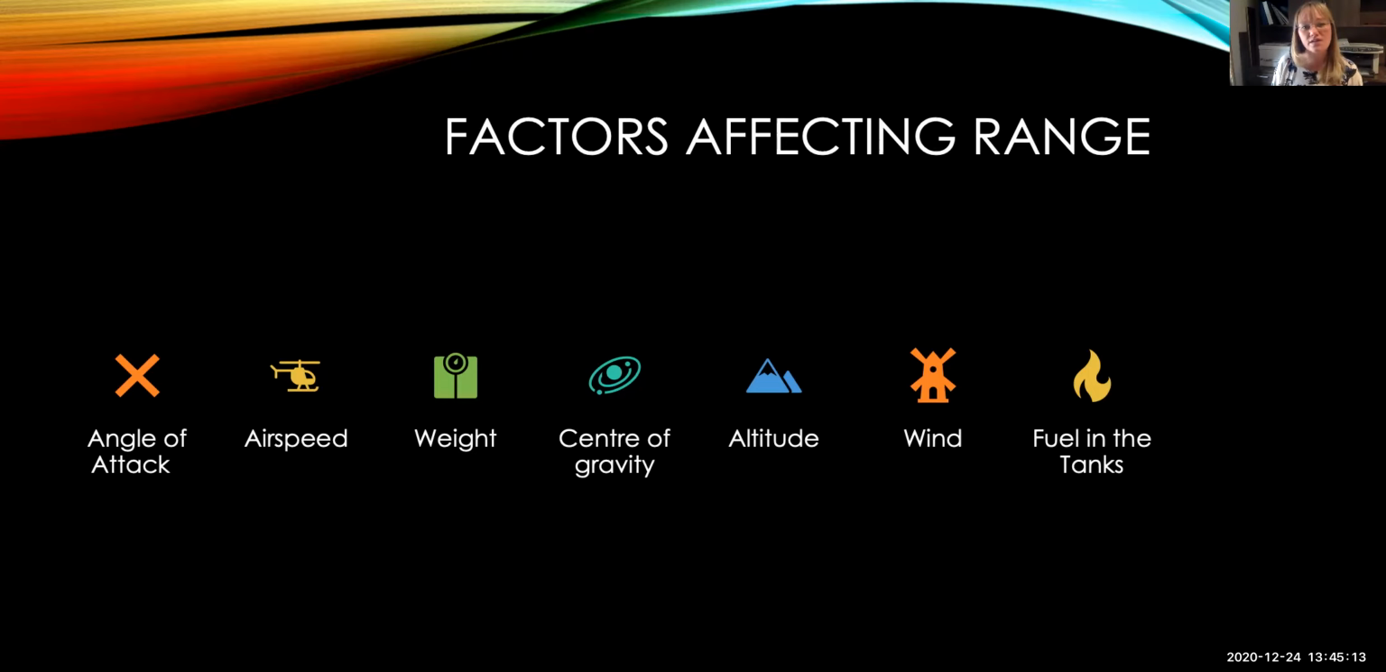So going through these factors, it doesn't require numbers. It requires a visual representation of whether we're going to go farther or not as far, because your goal here on talking about the factors is simply to have the student understand that the POH graphs that we have are affected by 7 different things.